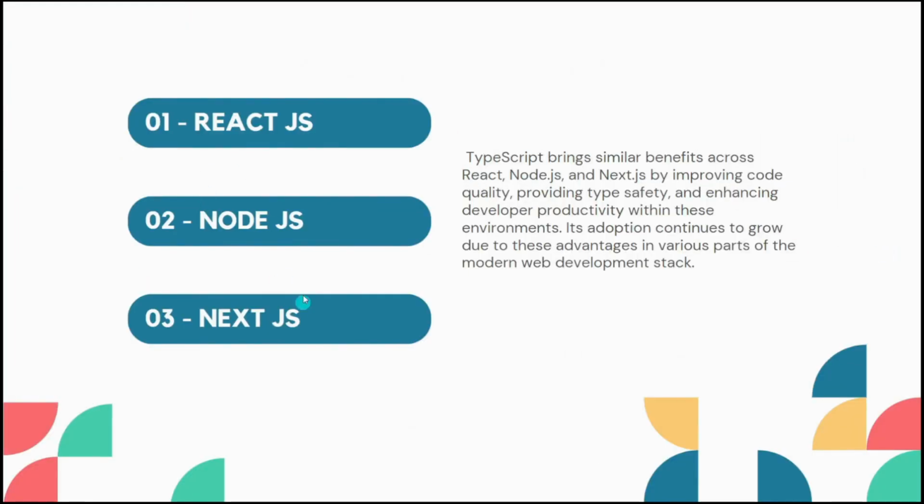So again, here we have mentioned the top 3 technologies in the MERN stack which actually use TypeScript, right? First of all, we have React.js, then Node.js, then Next.js. So TypeScript brings similar benefits across all these 3, because all these 3 actually use JavaScript. So obviously the same kind of code would be there, same functionality, same features, same benefits. So it improves code quality, providing type safety, enhancing developer productivity within these environments.